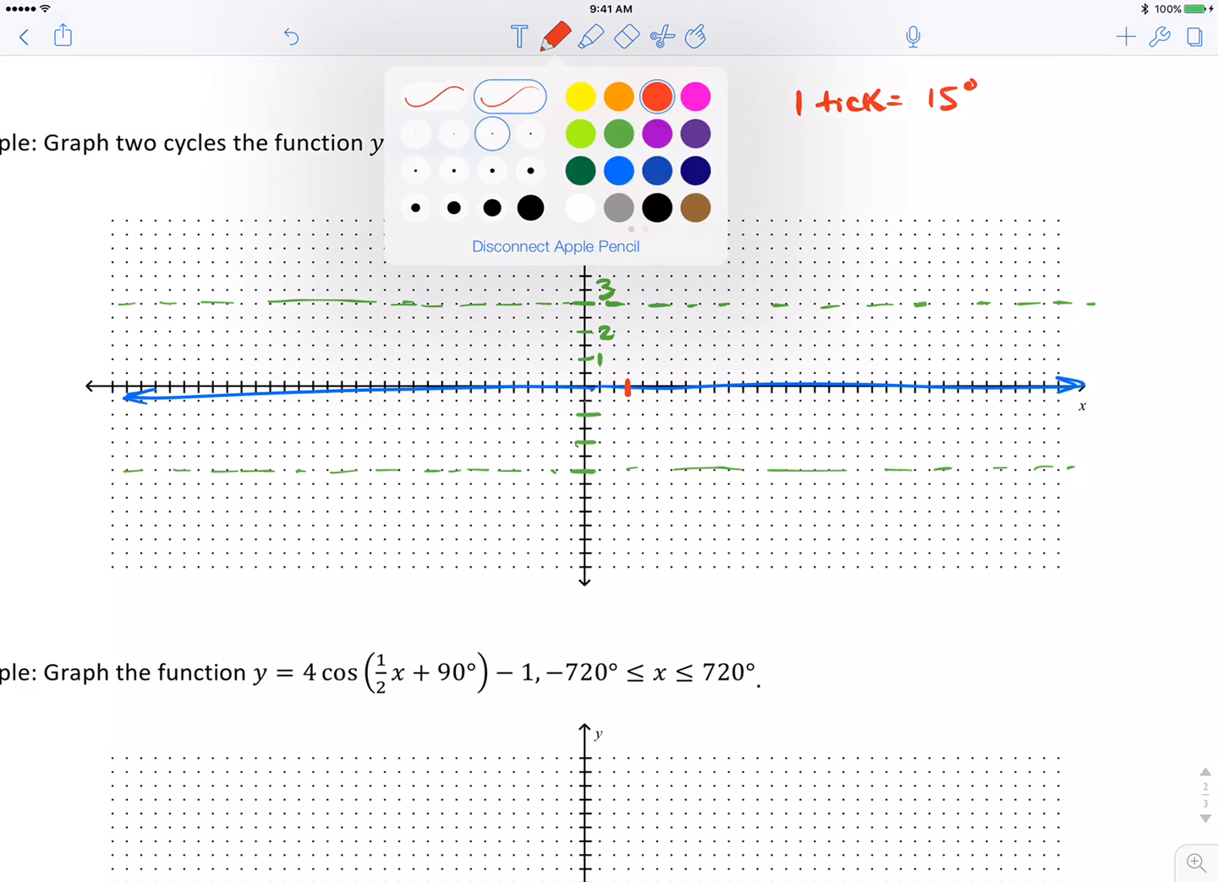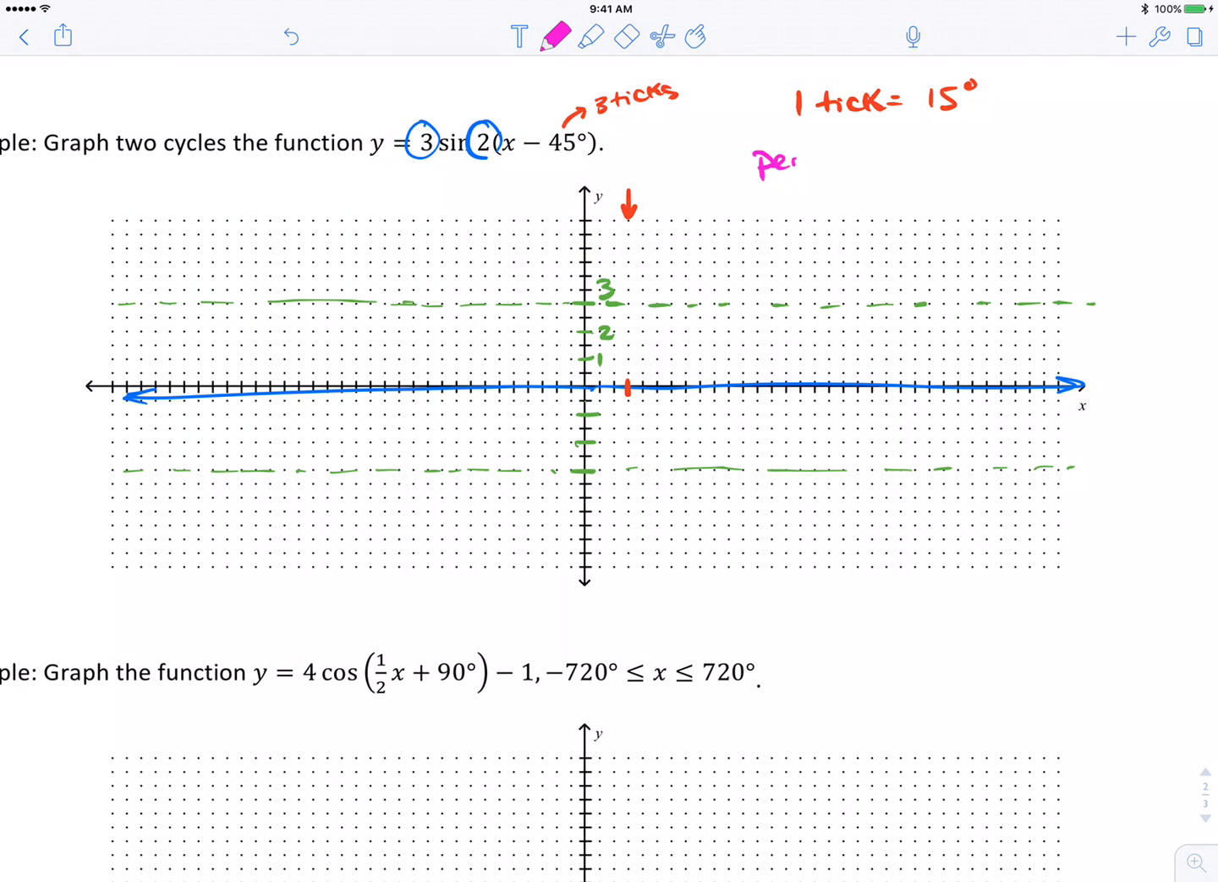What I do want to figure out, though, is my period. Remember, period is 360 divided by k, in this case, is 2. So this is 180. It means it takes 180 degrees to do one full cycle. Okay, so instead of 360, it is 180 degrees. What works nice is that if I take the period and divide by 4, so just hold with me for a second, 180 divided by 4 gives me 45 degrees.